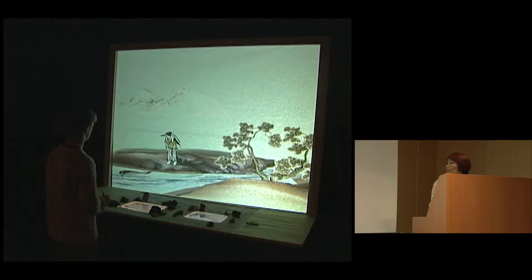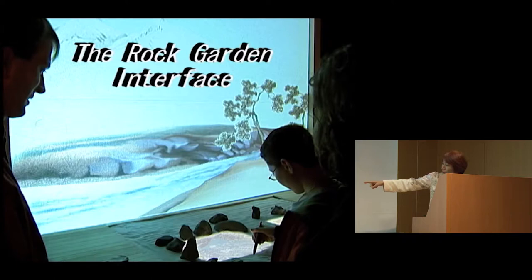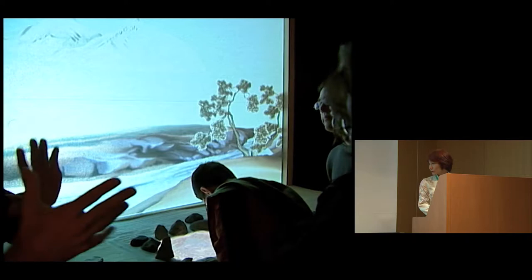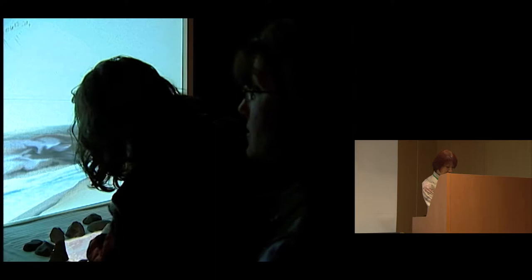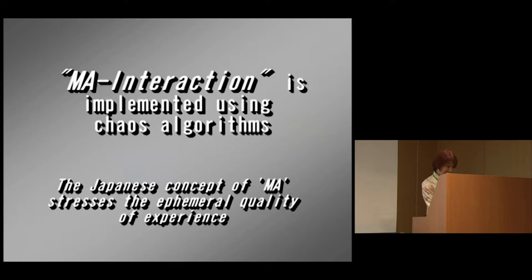And then the catfish comes to the front of the rock garden interface. The ink painting engine made by computer graphics can be virtually integrated with a rock garden interface. And then the background is the working of the three chaos engine.